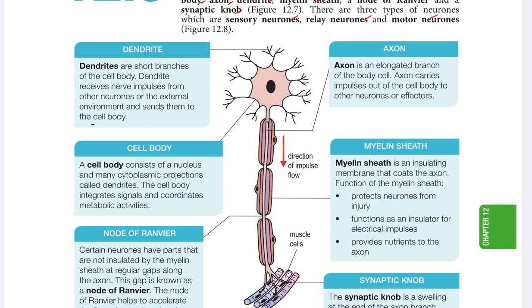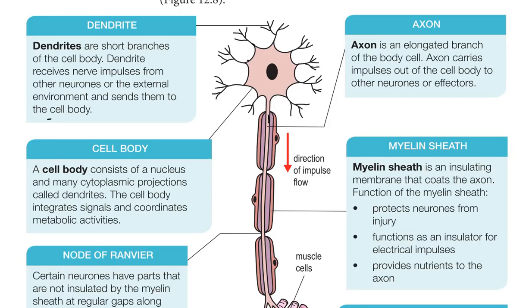So let us take a look one by one. First is the dendrite. Dendrites are short branches of the cell body. Dendrites receive nerve impulse from other neurons or the external environment and send them to the cell body. So this is the dendrite.